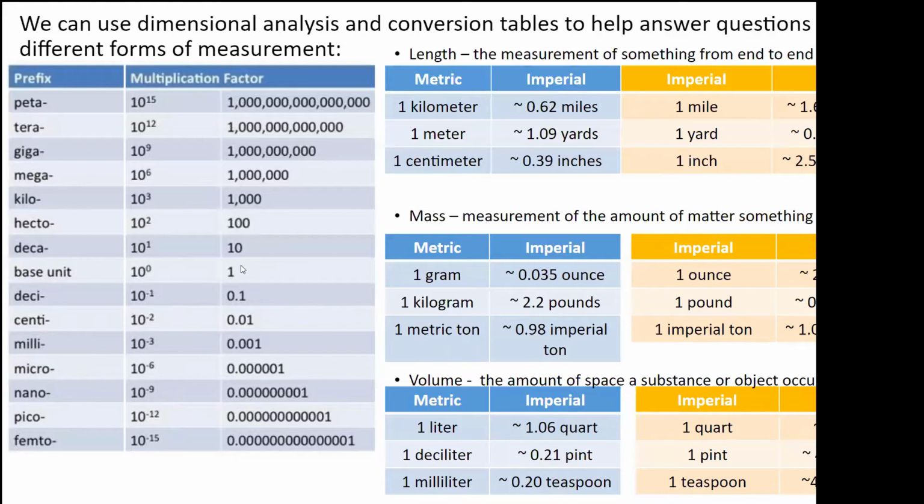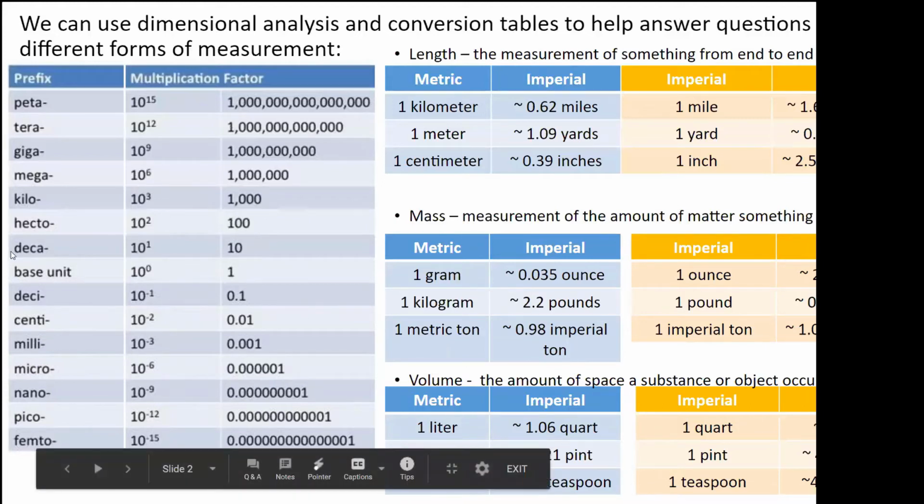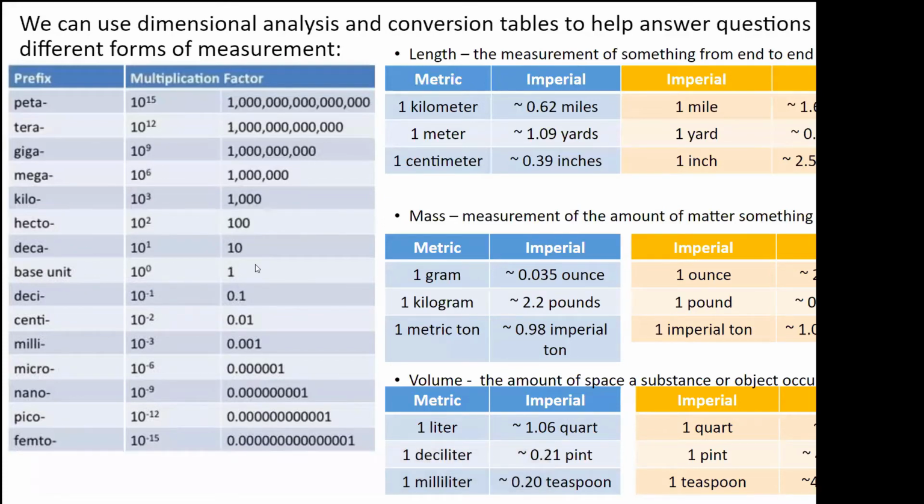So we're going to have a base unit for each of our types of measurement. Our base unit for length will be the meter. Our base unit for mass will be the gram. Our base unit for volume will be the liter. Okay, so we start here in the center of this chart that I have up on the left. And as we add prefixes to the words, so prefixes like kilo, like centi, we're going to multiply or divide our measurement as we do our conversions.